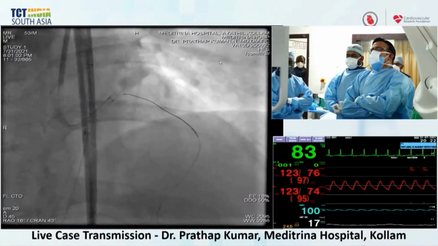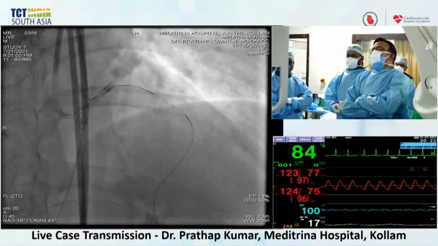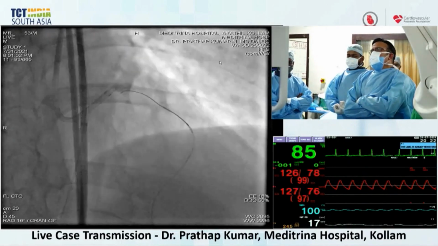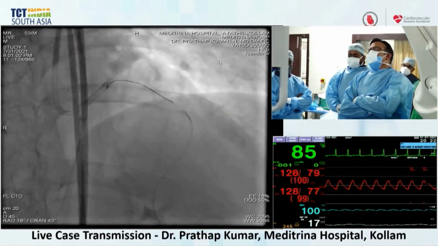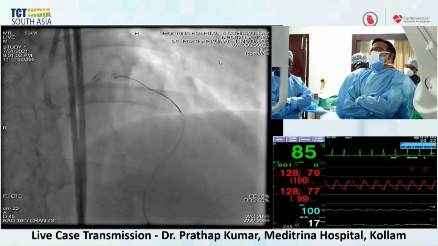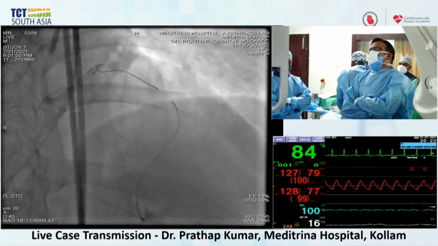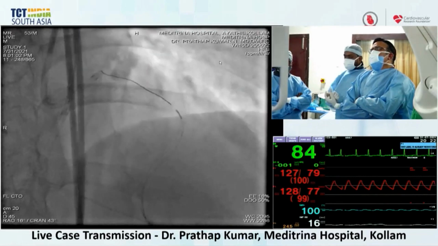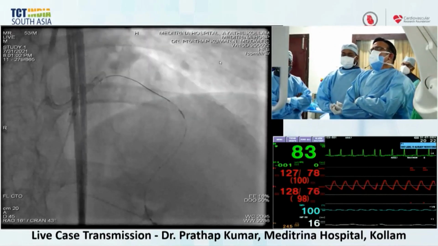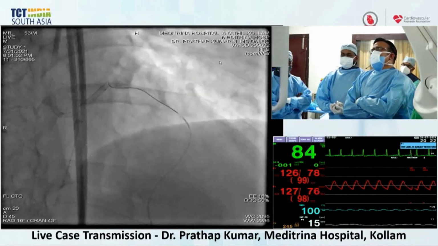So this is the place I just went. I understood I am in the LMCA because it's a roomy LMCA. I did not take any antegrade wire till now because there was no need. Now I understood it's a roomy one. I made some changes in my wire positioning and the catheter.